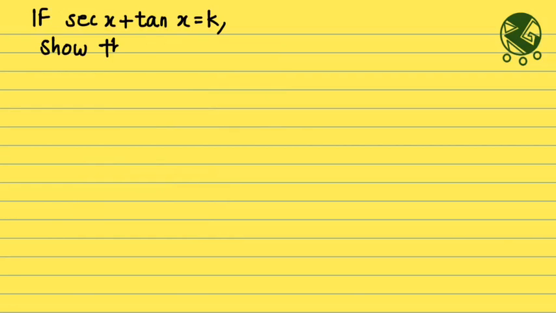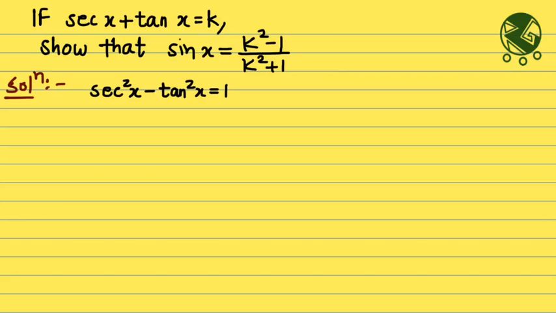Now, the last problem for this session. If sec x plus tan x is equal to k, show that sin x is equal to k square minus 1 upon k square plus 1. Okay, so this is how I am going to approach this. Obviously, we can have different approaches. We know that sec square x minus tan square x is equal to 1. So the left hand side has two factors, sec x minus tan x and sec x plus tan x, using a square minus b square is equal to a minus b times a plus b.